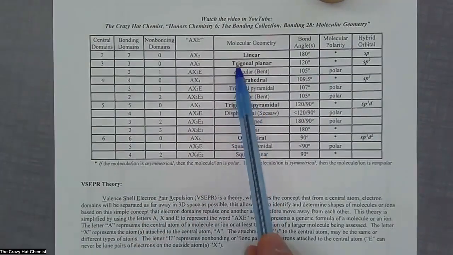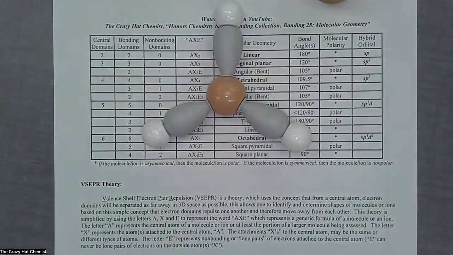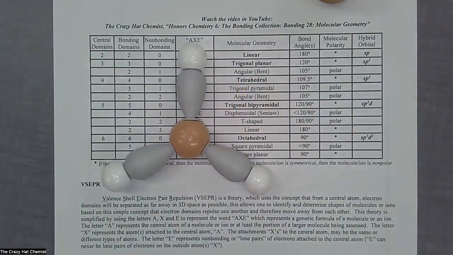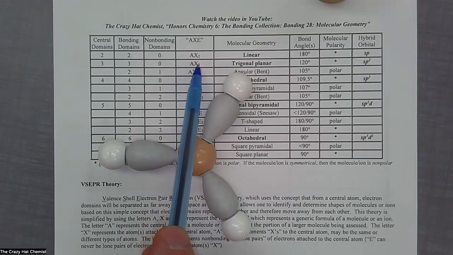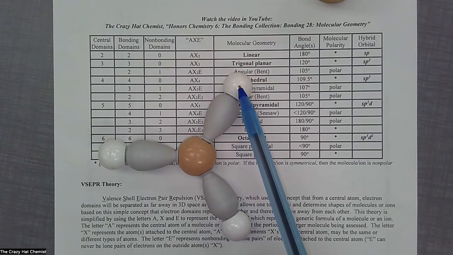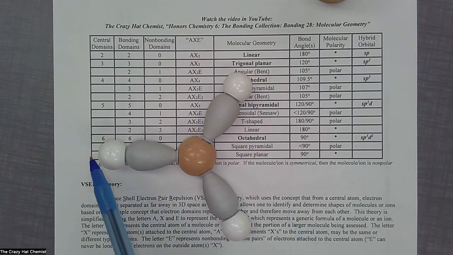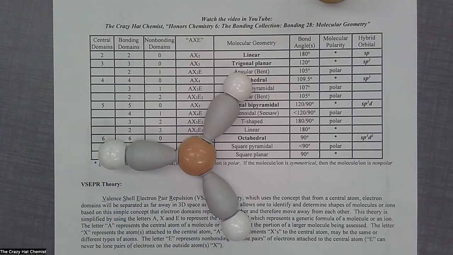Okay, the next shape is trigonal planar. Trigonal planar looks just like this right here, and so trigonal planar is AX3. So it's the central atom, X1, X2, X3. That's trigonal, 1, 2, 3, and then they are planar. So all the atoms are within the same plane.